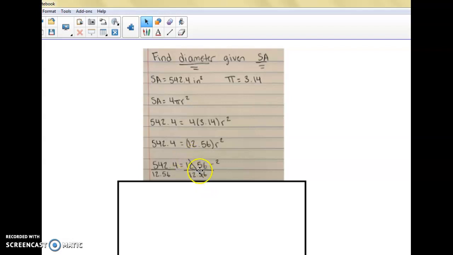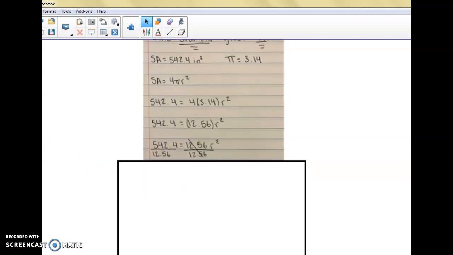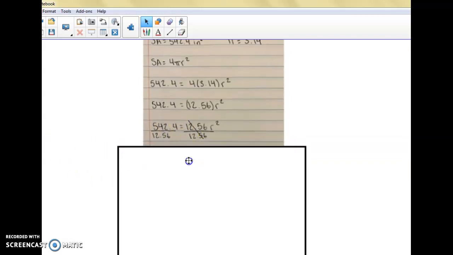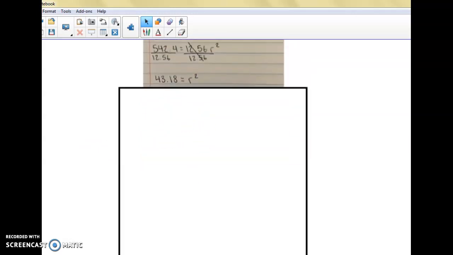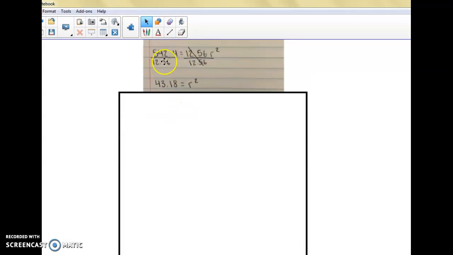This right side cancels, and we're only going to have r squared left. This side we're going to simplify: 542.4 divided by 12.56. So when we simplify this, we get 43.18 equals r squared.